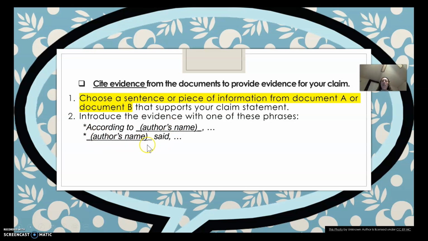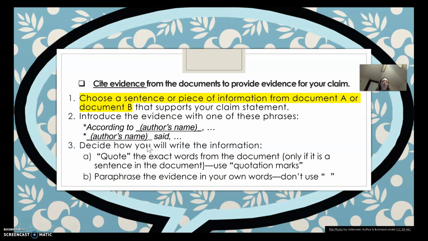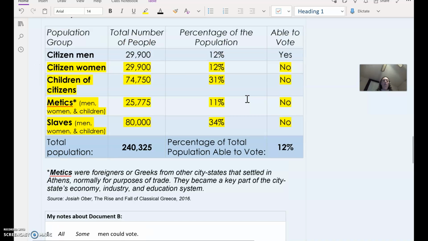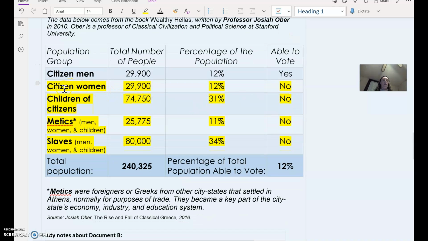Now that I've gotten the introduction done, I need to figure out how I'm going to write the information. If you're using something from document A from Pericles, you can quote it by copying and pasting his words. And then you use quotation marks. But since I am using document B right now, I'm going to paraphrase that, and I'm not going to use quotation marks. So to paraphrase means to put it in my own words. So I'm going to look back up here, and I think, okay, how do I put this into a sentence? So I'm going to say, let's see, according to Josiah Ober, women, children, medics, and slaves could not vote. Now, I could talk about other things here.